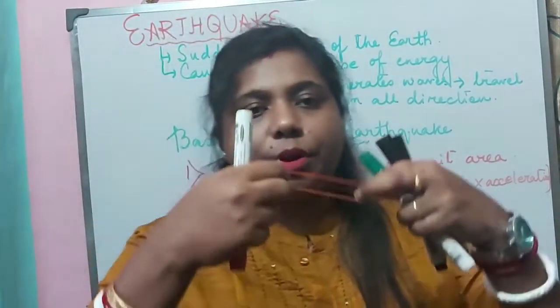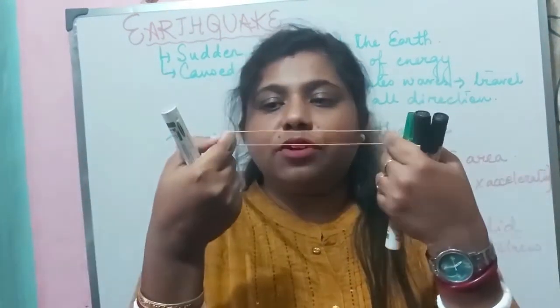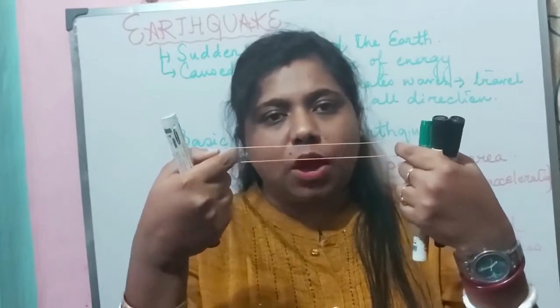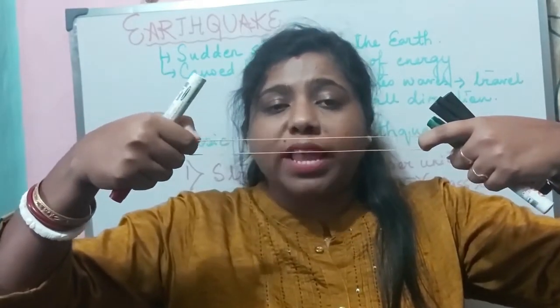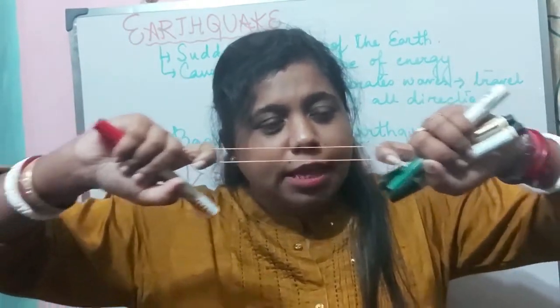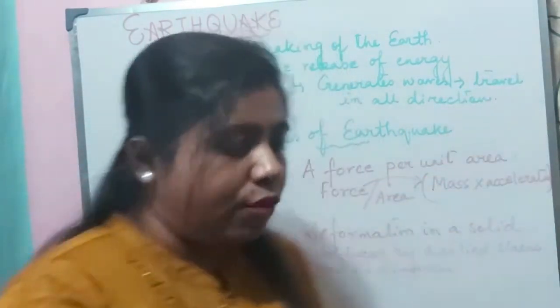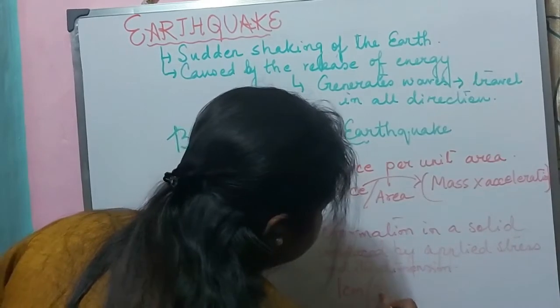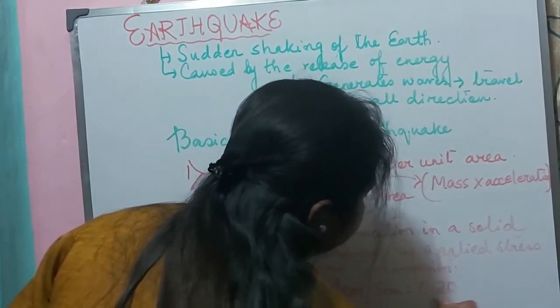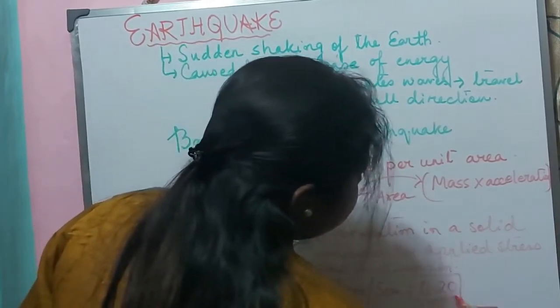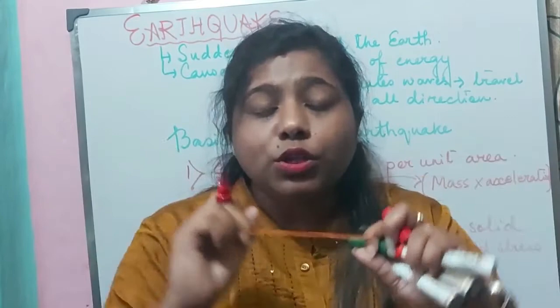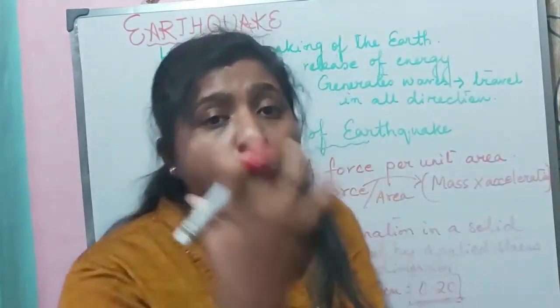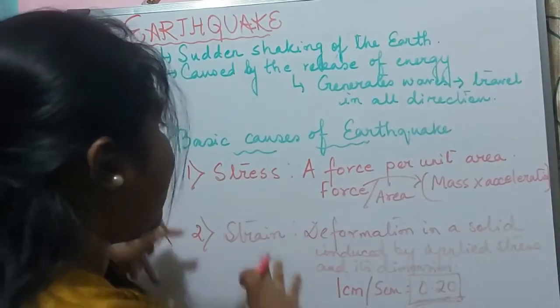Now suppose here is a rubber band. As I'm stretching, the rubber band can be stretched till 5 centimeter. Now I'm stretching it more. Now it has been stretched till 6 centimeter. So you can see that the 1 centimeter that has been stretched extra is causing a strain. If you divide 1 centimeter by 5 centimeter, it comes to 0.20. So we can say that 0.20 strain has been applied to the rubber band so that it can be stretched 1 centimeter more. So this is how the earthquake is caused, and these are the basic causes of earthquake, that is stress and strain.